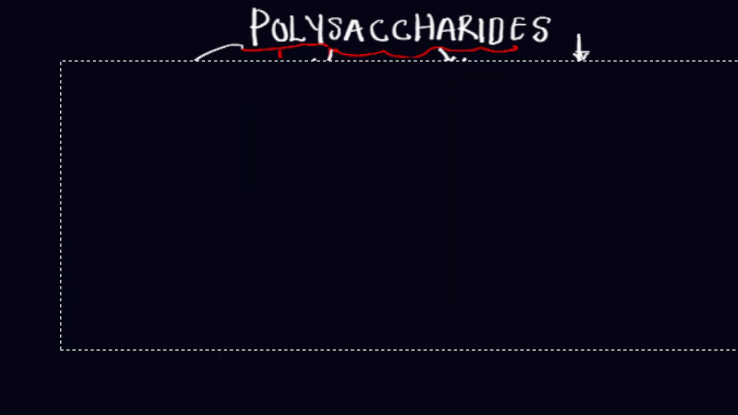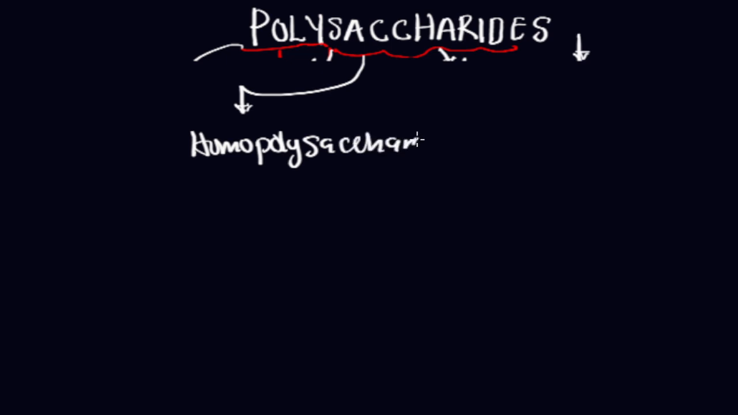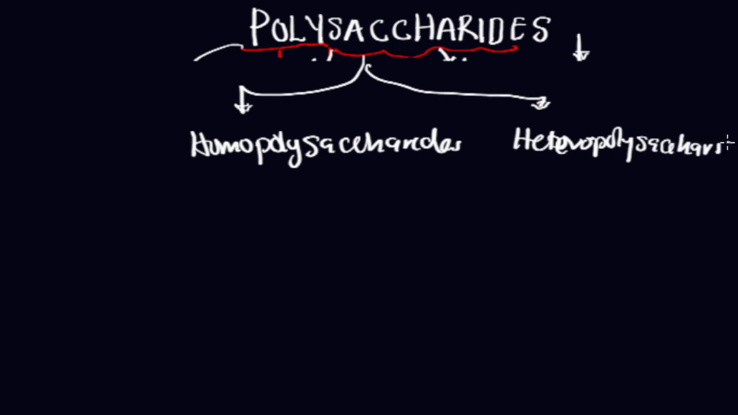Now let's go. So polysaccharide is divided into two types. We have homopolysaccharide and also heteropolysaccharide. So that's the two cases that we have.